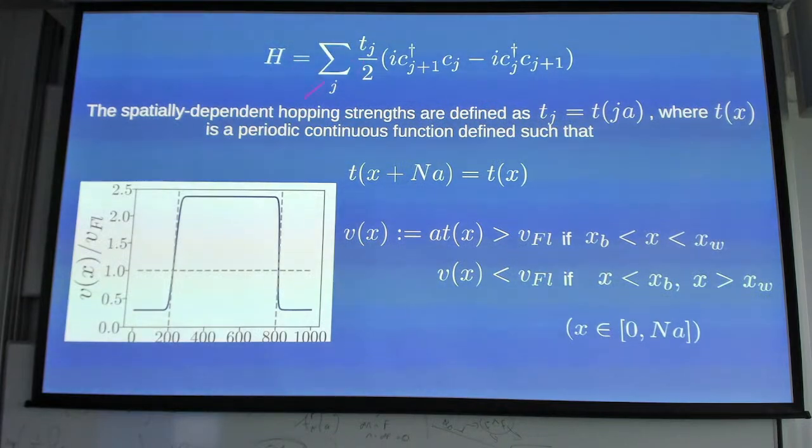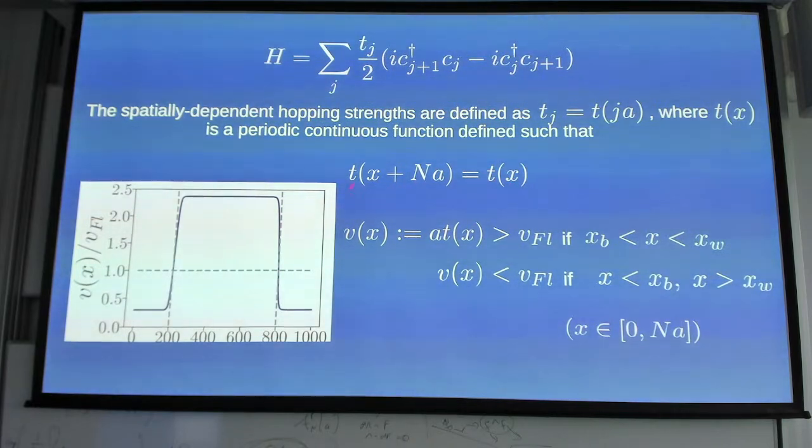So these t_j are defined as follows. We define the t_j via some continuous function t of x and evaluate it at discrete points, multiples of the lattice constant. Of course, I'm doing a translation in every step, so I have to either work with an infinite system or a system with periodic boundary conditions, and I chose periodic boundary conditions. This t of x is a periodic function, where n is the number of lattice sites, so if you shift by n times the lattice constant, t is invariant.